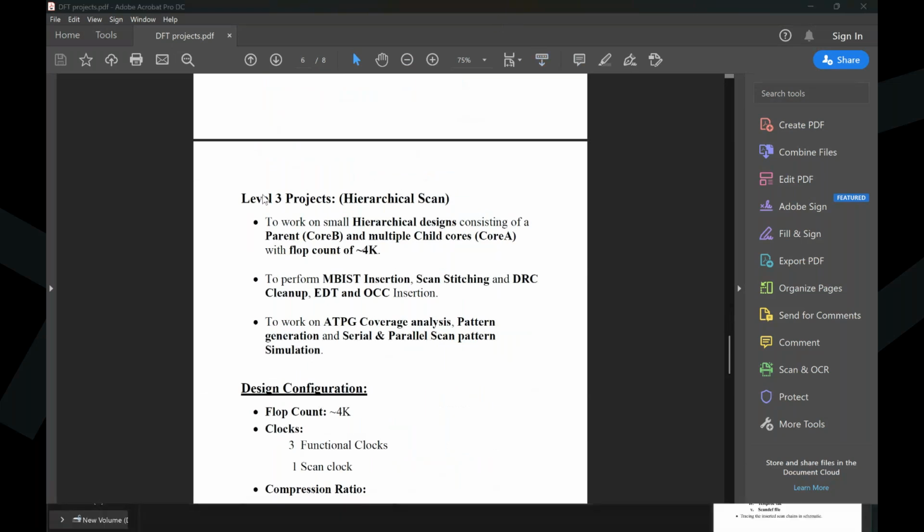And next comes the level 3 projects. Level 3 and level 4 projects are actually designs with higher complexity. So you can showcase these level 3 and level 4 projects as project work in your resume.